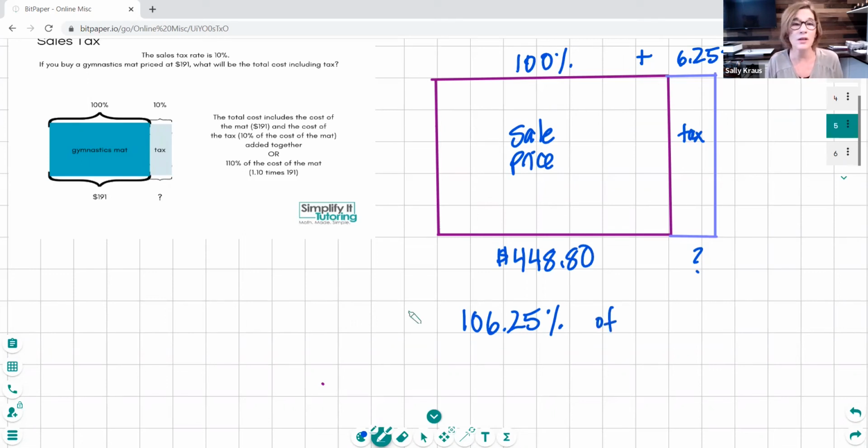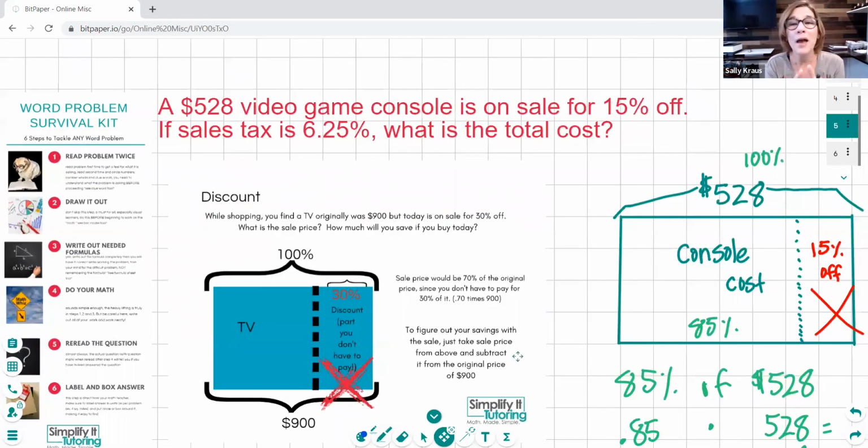That's why they figure out sales tax: whatever your sales price is, times whatever the tax rate is, tells you the sales tax. We want to figure out the whole thing. Don't be afraid to go back and read that question again, right? So we have read the problem twice. We're about to read it again. We've drawn it out. The formulas we needed were right there in our bar model. We did some math. Now we're going to go back and make sure we're headed in the right direction.